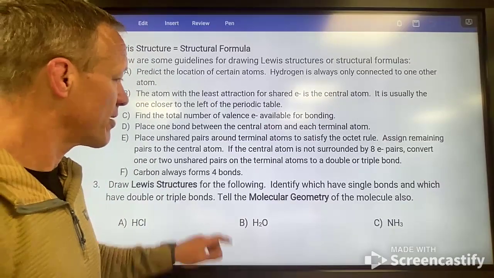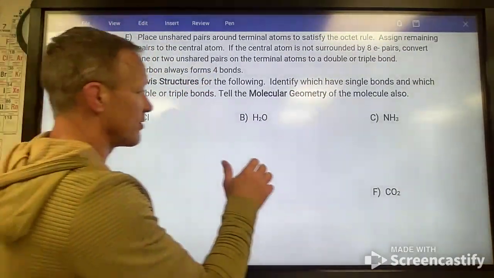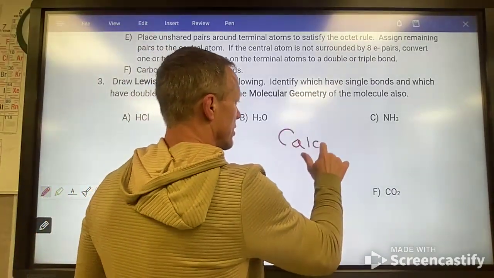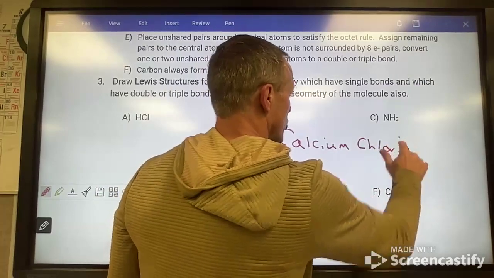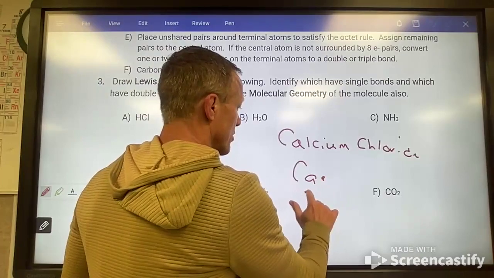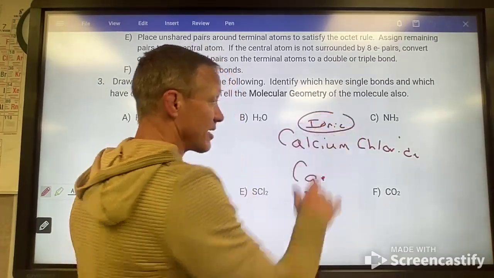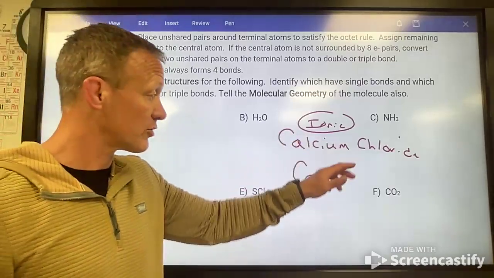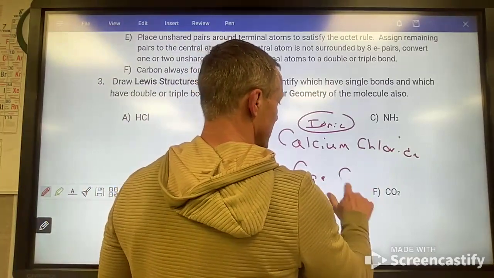If you think about it, at the beginning of the year we would draw, let's say, calcium chloride. So if I said draw that, you look up calcium's valence electrons, which calcium has 2. So this is an ionic compound. It's got a metal in it, a metal which wants to lose electrons. This calcium wants to lose 2 electrons. Chlorine's a non-metal. Chlorine has 7 valence electrons.